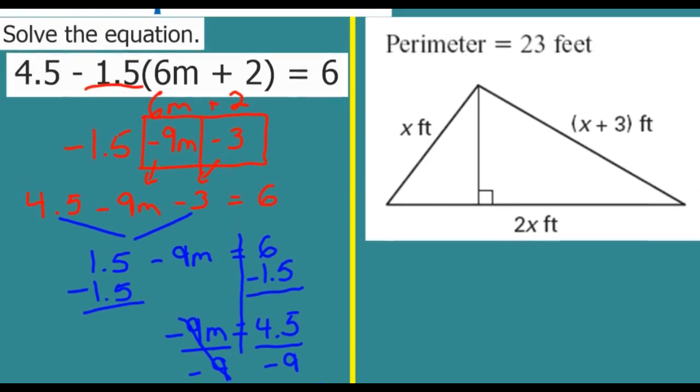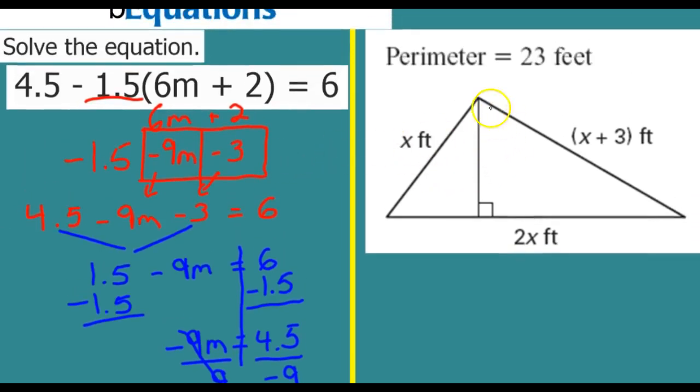Our second problem, we have a shape here. We're looking for the x around the outside. We know that the perimeter, or all of these added together, is 23 feet. So I know that x plus 2x plus x plus 3 equals 23.